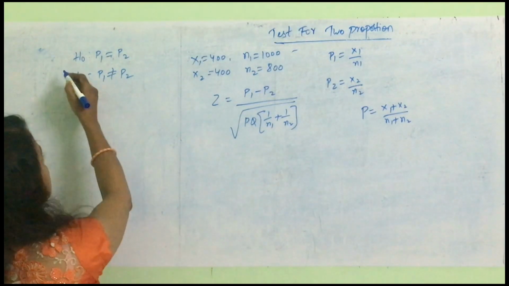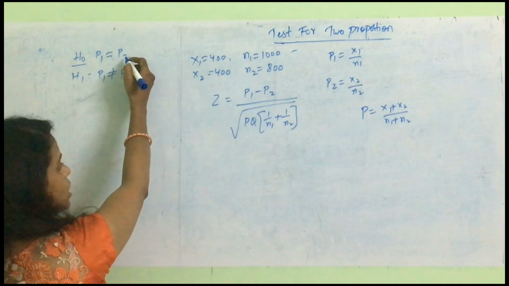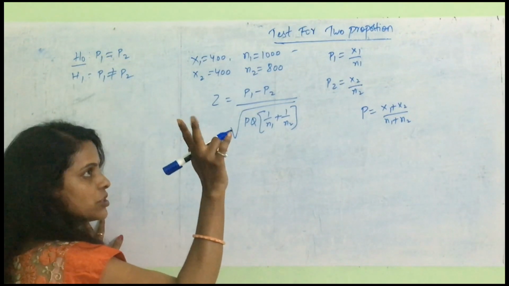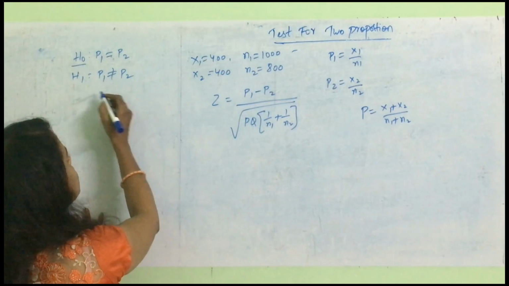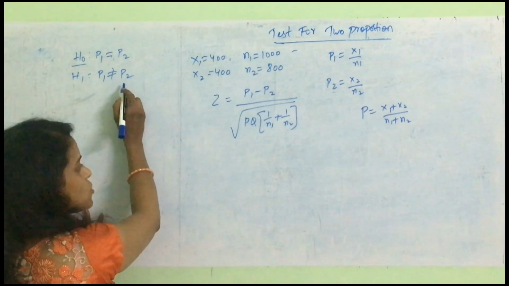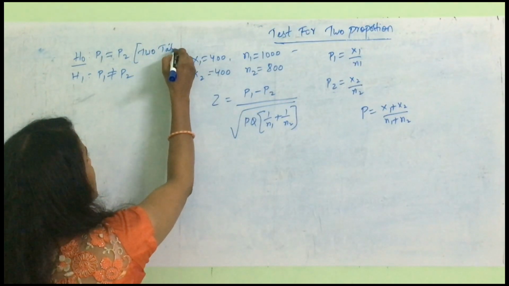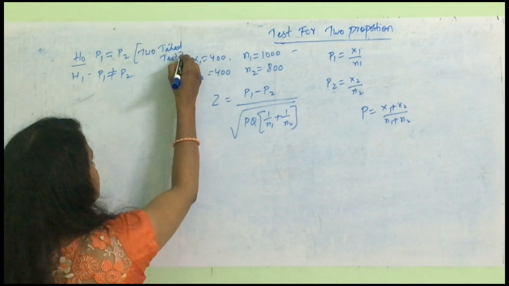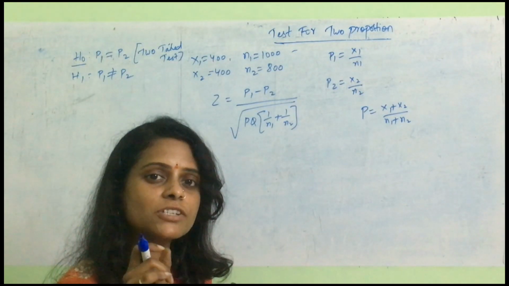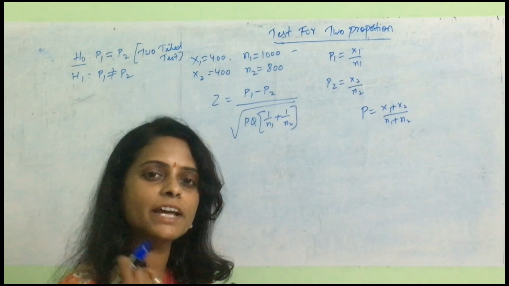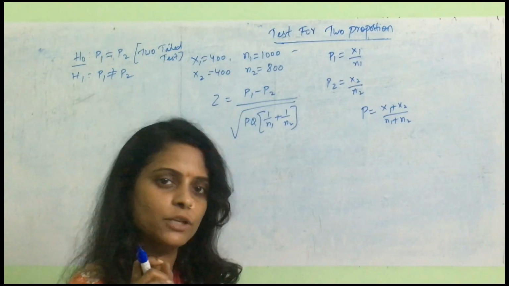See here, the null hypothesis H naught is P1 equals P2, because we have two proportions, one of town A and one of town B. Then what is H1? That is P1 is not equal to P2. What is the tail test it is? That is a two-tailed test. First remember, analyze the question properly, then you will get to know which tailed test it is, because it is needed to get the table value.